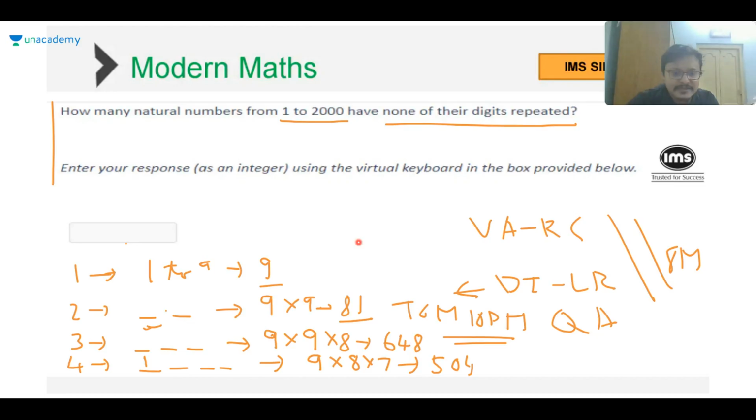So now if I add this, I end up getting 1152 plus 90. 1152 plus 90, that is 1242 is the answer. Is this clear to everybody?